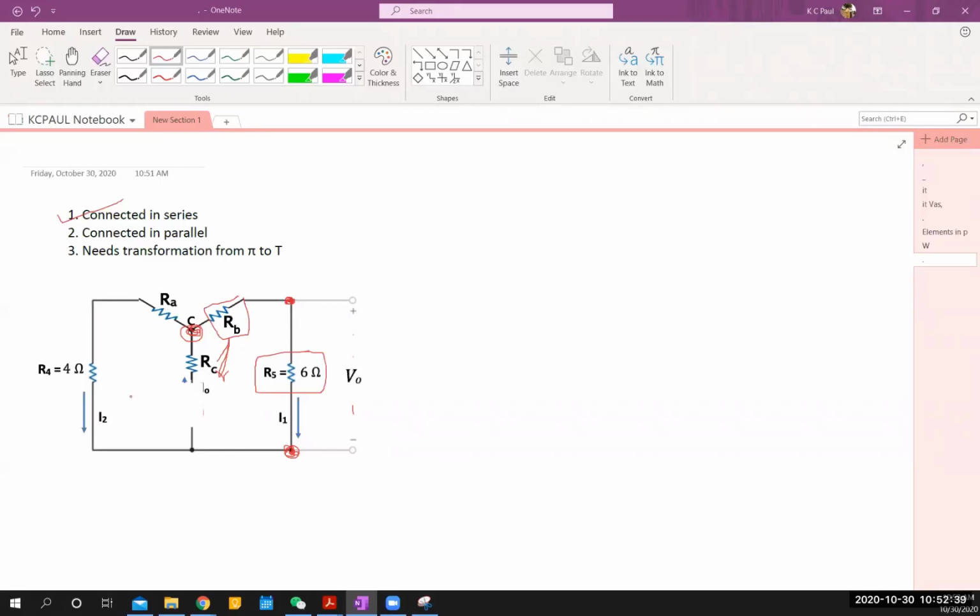No idea? RB and RC? No, not parallel. Why not parallel? I will tell you. Because this RB element is connected in series with R5. That is the first thing. RB and R5 in series. These two are in series.